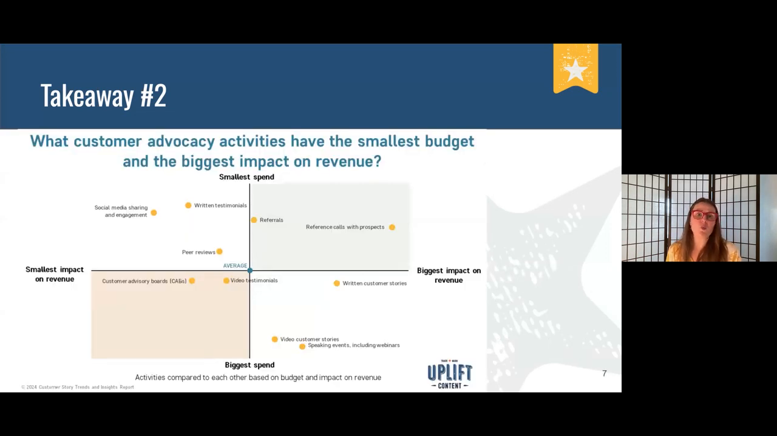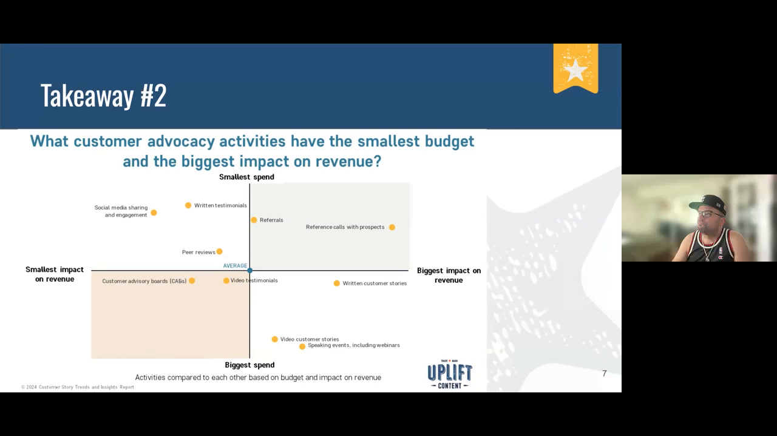So here's one representation of this information. So which customer activity has the smallest budget and the biggest impact on revenue? So up at the top, we've got smallest spend. And over here on the right, we've got biggest impact on revenue. So up here is kind of the ideal. So reference calls with prospects would be ranked the top for smallest spend, biggest impact on revenue. Referrals also do well in terms of smallest spend and more of an average impact on revenue.